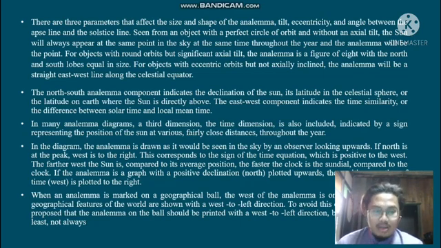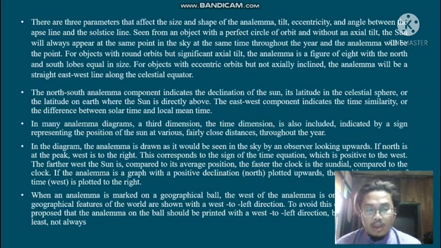In many analemma diagrams, a third dimension, the time dimension, is also included, indicated by a sign representing the position of the sun at various fairly close intervals throughout the year. In the diagram, the analemma is drawn as it would be seen in the sky by an observer looking upward. If north is at the top, west is to the right. They correspond to the sign of the equation of time, which is positive to the west.